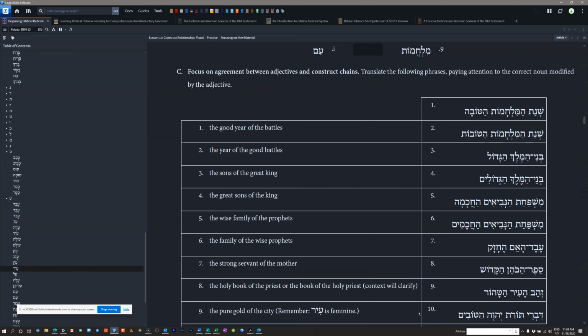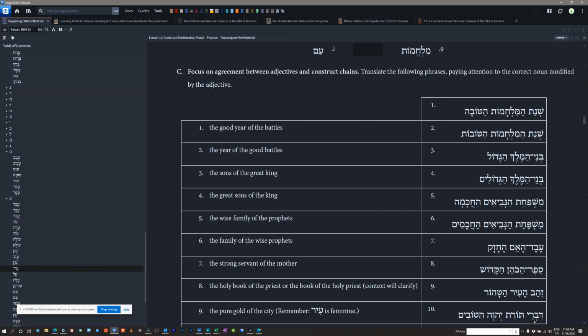All right, then we've got number 10 here. We get divrei Torat Adonai ha-tovim. All right, so looking at our first word here, divrei. The first thing I notice is the segol yod ending. That tells me this is almost certainly going to be a construct noun, which is masculine plural. Okay, masculine plural construct noun.